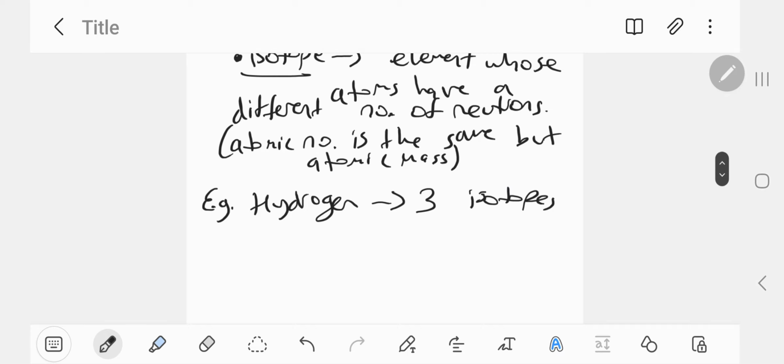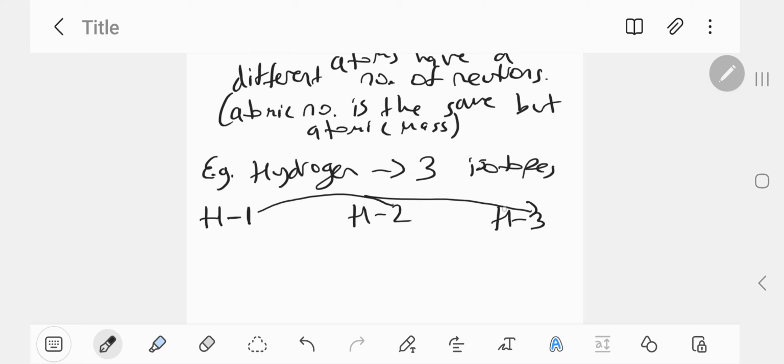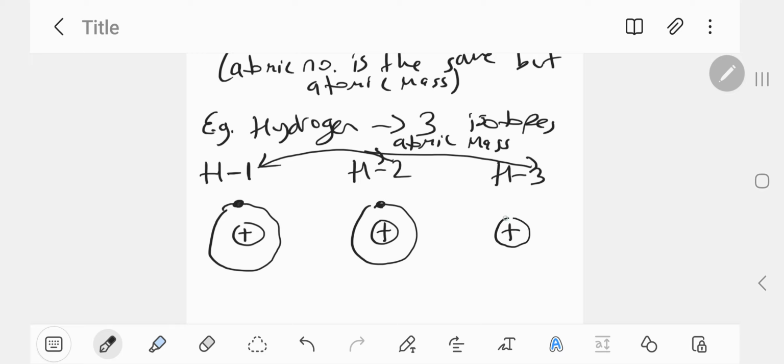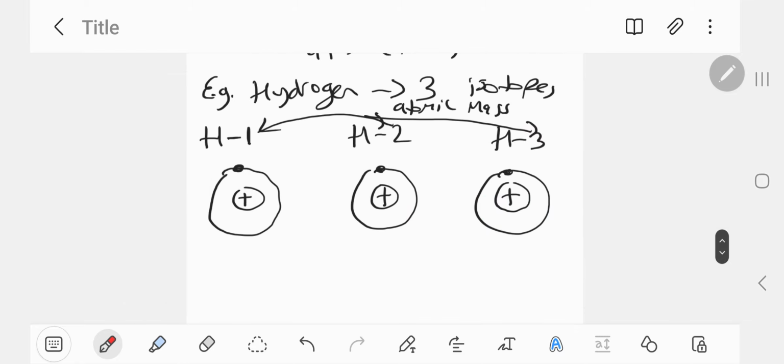I'll draw them here. So there's what's known as hydrogen 1, there's hydrogen 2, and there's hydrogen 3. These numbers here are the atomic mass, not atomic number. So hydrogen 1, hydrogen 2, hydrogen 3, they've all got the same number of protons, which is 1. So I'll draw that for each one. The only difference is the number of neutrons.